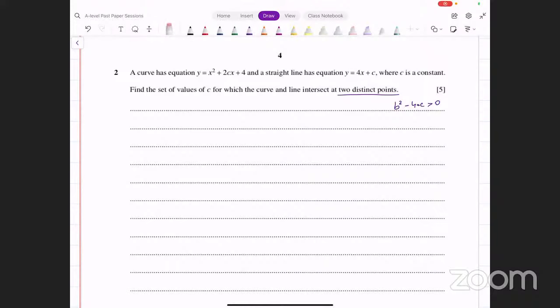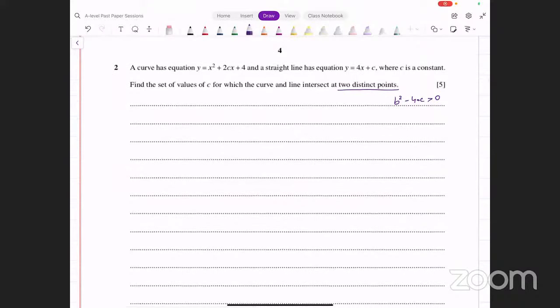So intersection आप कैसे find करते हैं दो graphs की? You basically just equate both of them. दोनों को एक दूसरे से equate कर देते हैं. So we follow that process. We equate the two functions. We've got y already the subject in both of them. तो दोनों को directly equate कर देंगे.